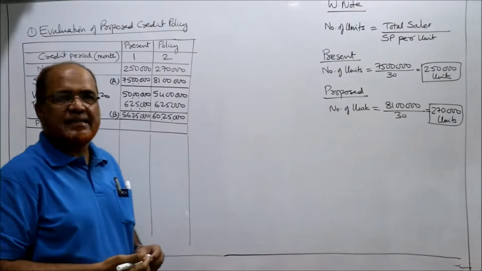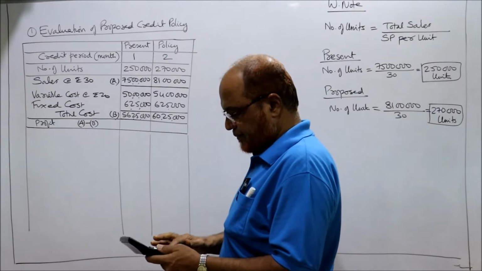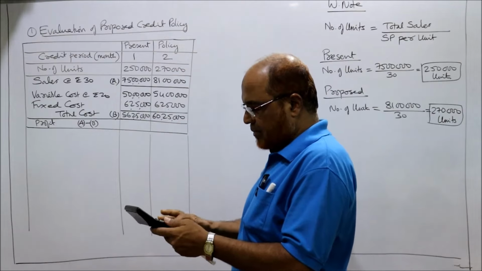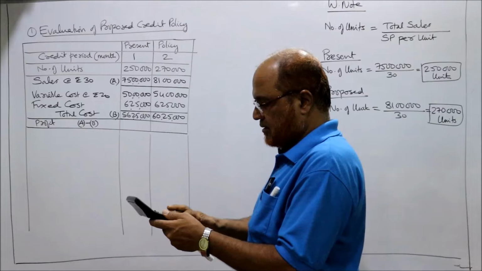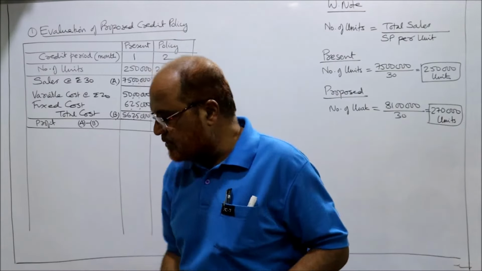Profit is nothing but sales minus total cost. So sales are given as 75 lakh. 75 lakh rupees are the sales, and total cost is minus 56 lakh 25,000. So profit comes to 18 lakh 75,000.